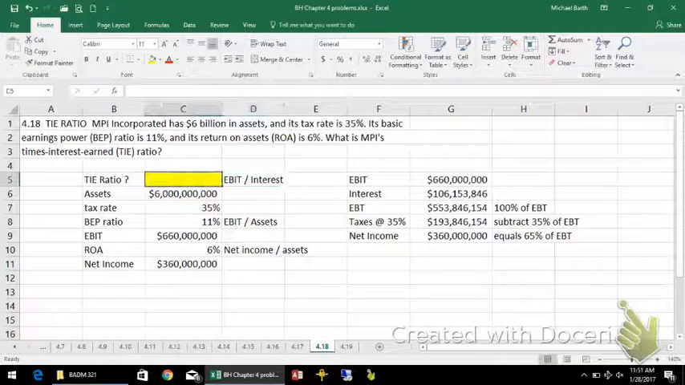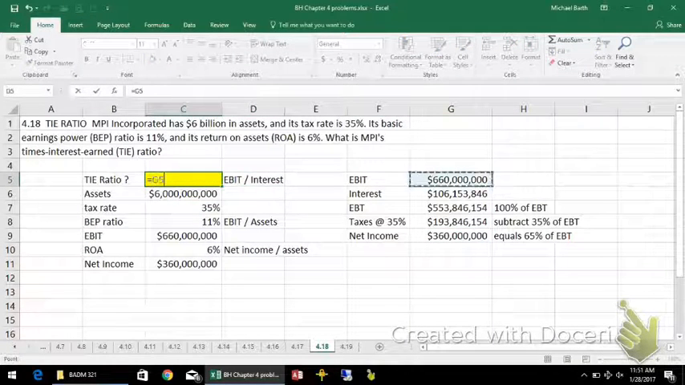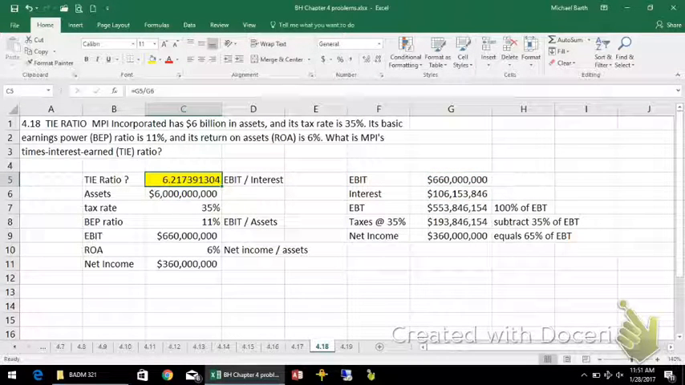So my TIE ratio would be the EBIT over the interest. Showing that to a couple of decimal places, 6.22. And there's your answer.